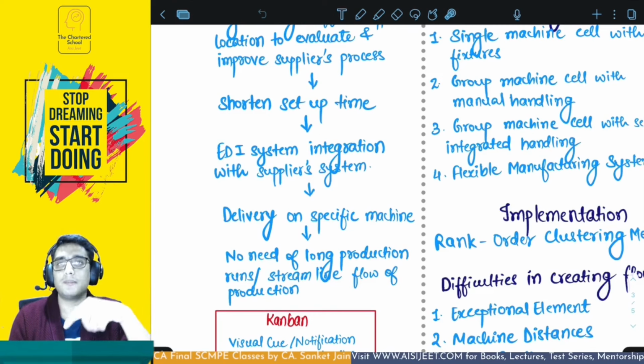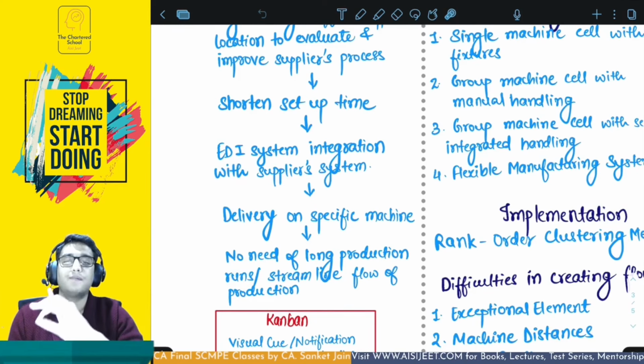Possibly by videotaping the entire setup process to identify ways in which you can reduce the setup time. Okay, so this can be done. The next thing is that you are also going to streamline the flow of production. The material should flow from one machine to another machine until it is finally produced into the finished product, and it can be packaged then.